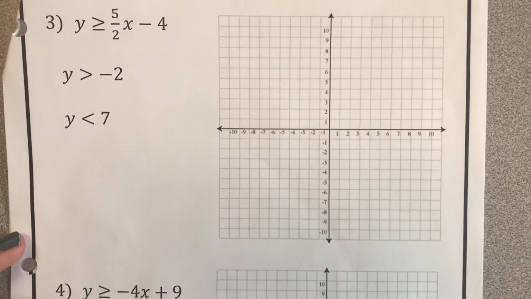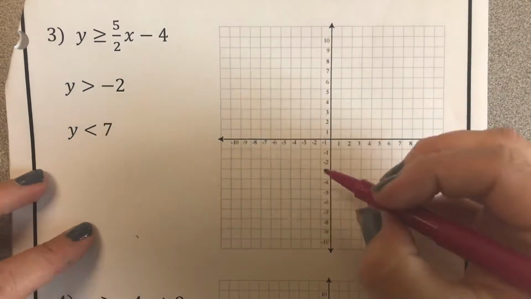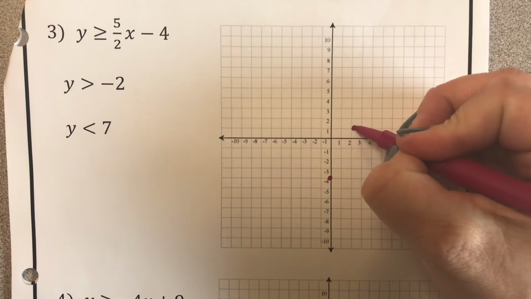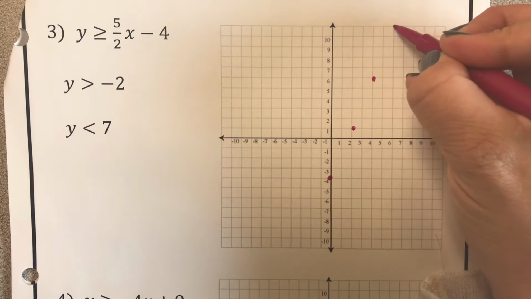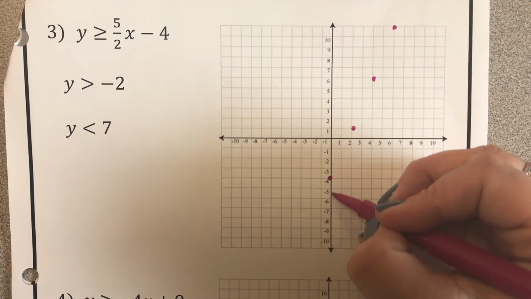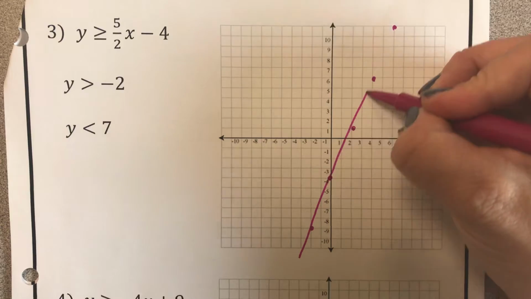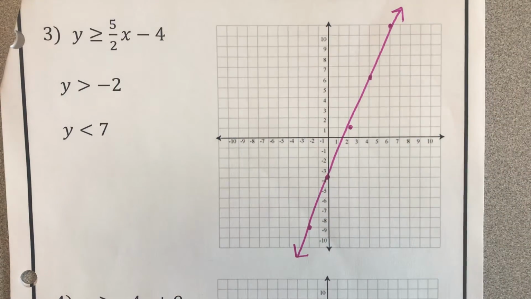Okay, let's turn to your next page and look at number 3. We have y is greater than or equal to 5 over 2x minus 4. So I'm going to start at negative 4, and we're going to rise 5, run 2. Rise 5, run 2. Or down 5 over negative 2. And it's a solid line. I'm not going to shade anything right now. I'm going to wait till the end, and then I'll show you.